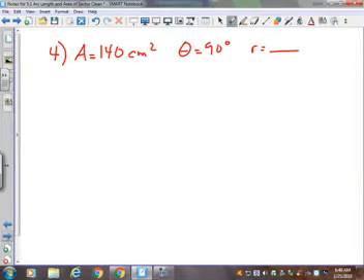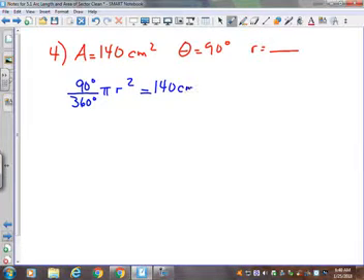Let's look at one more problem with area of a sector in degrees. This time we have our angle. It's 90 degrees, so we're going to put it over 360. But we don't have our r. So we have no idea what r is, so we can't square it. And we're going to set it equal to 140 centimeters squared.